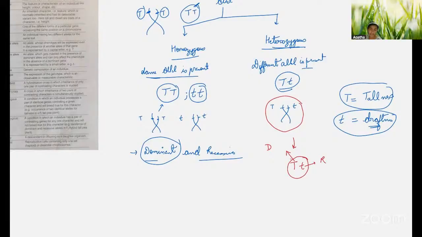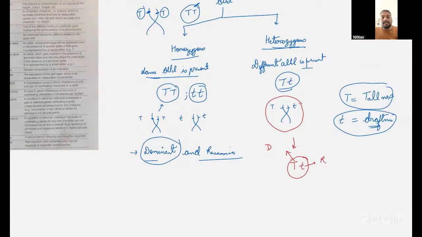Can small t be dominant? The dominant allele will show the character. Simple as that. Can small t also be dominant? No, small t is recessive.